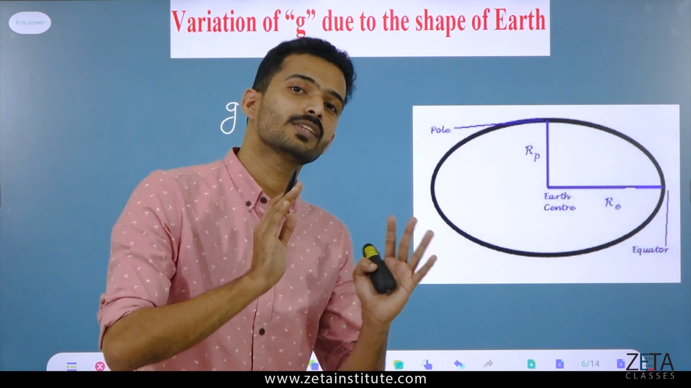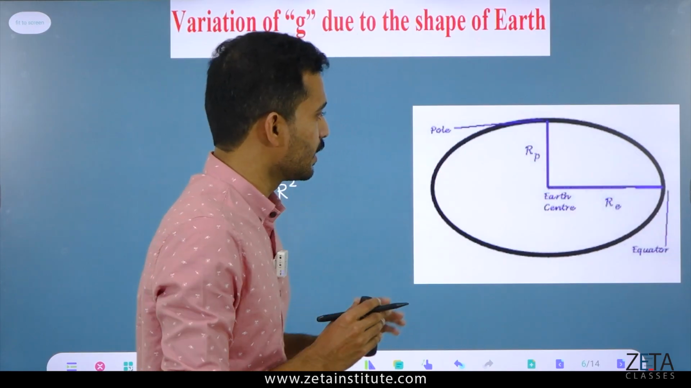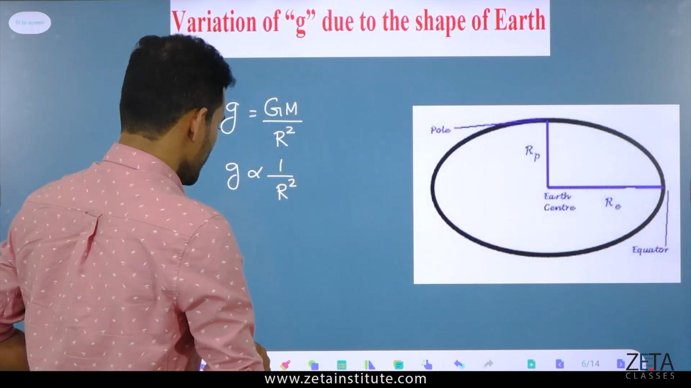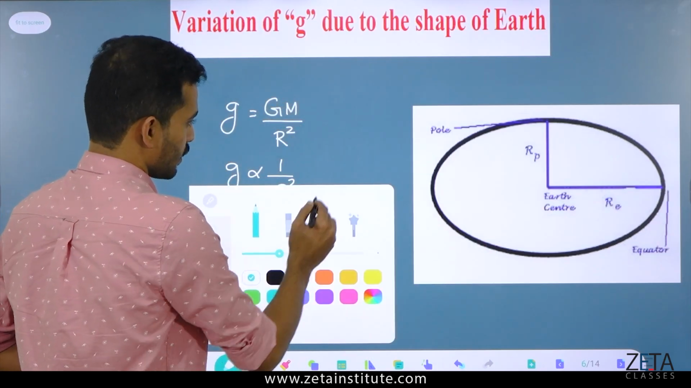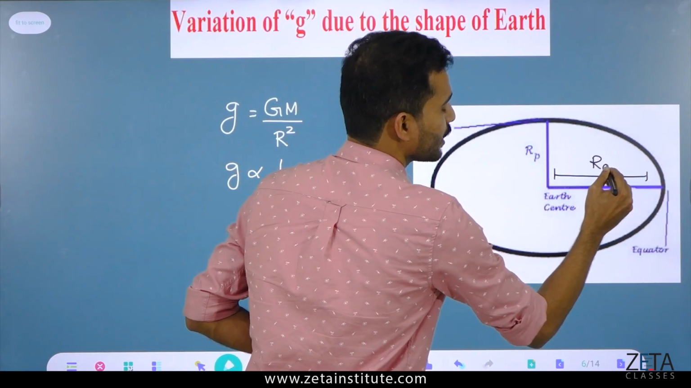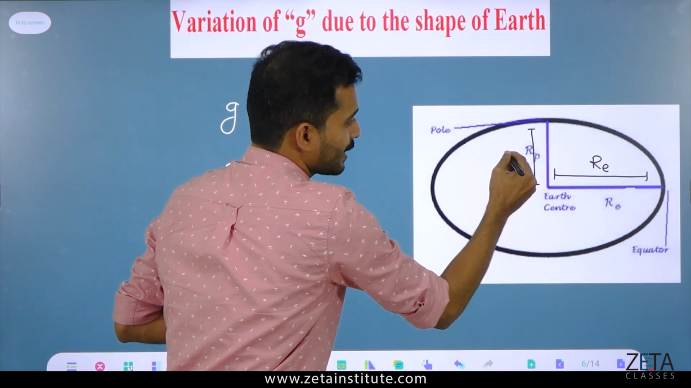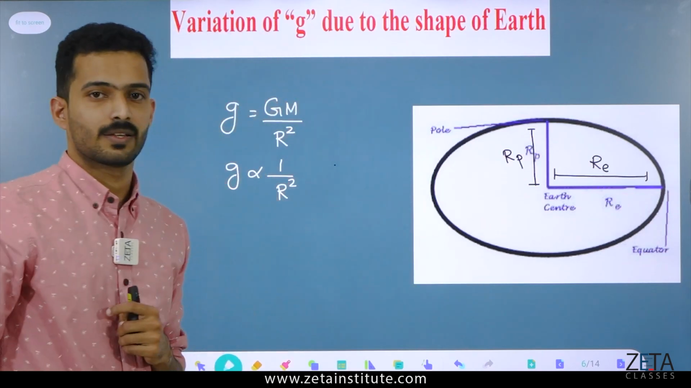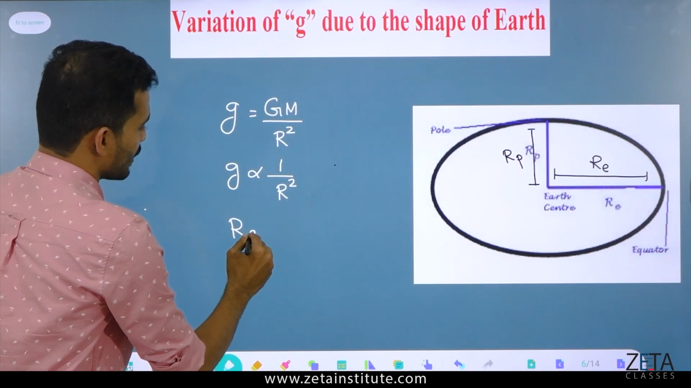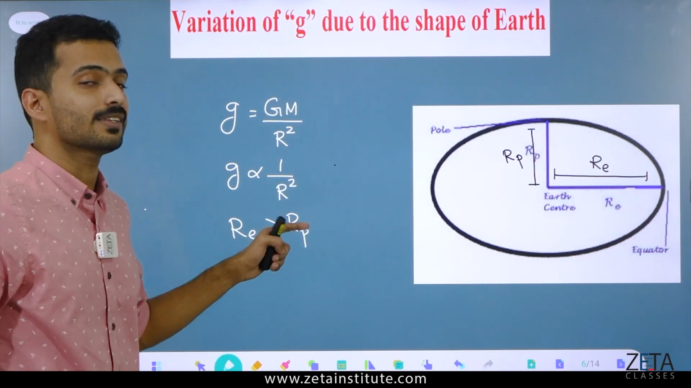So we know that earth is not a perfect sphere. The equatorial region is bulged. That means the equatorial radius is greater than that of the polar radius. So this is the equatorial radius, which we can take as RE. And also this is the pole, and this distance to the pole can be taken as the polar radius. So we know that the equatorial radius is greater than that of the polar radius.